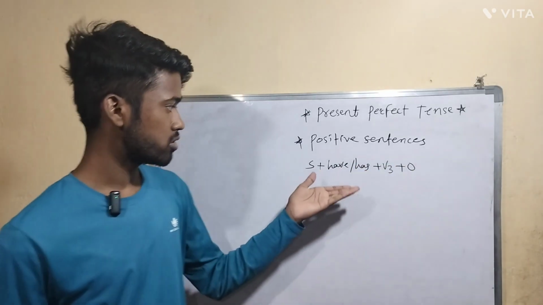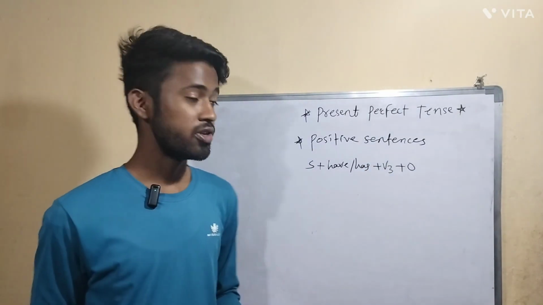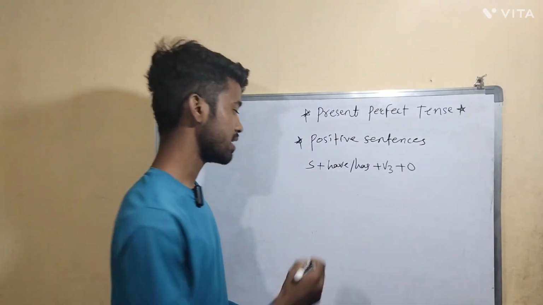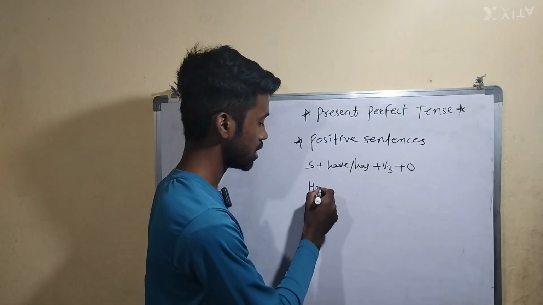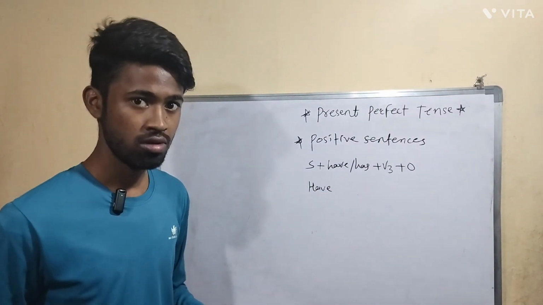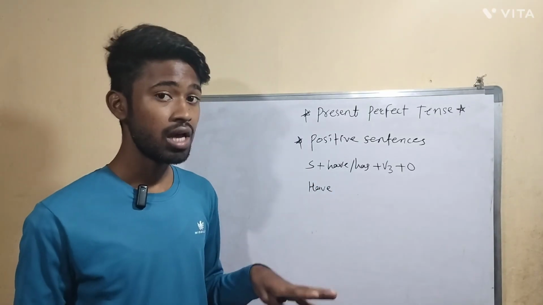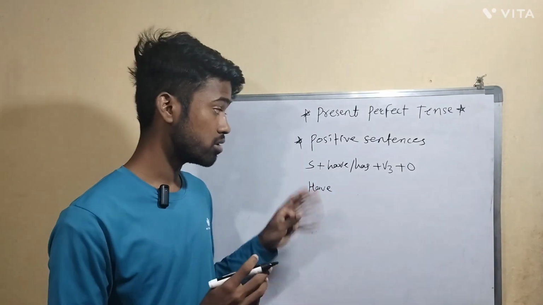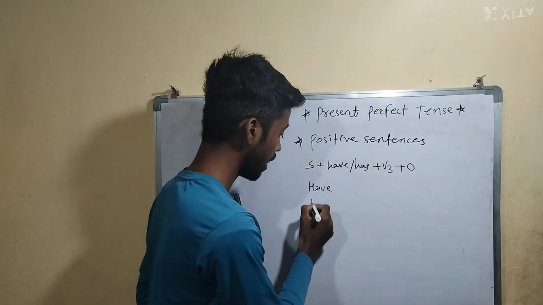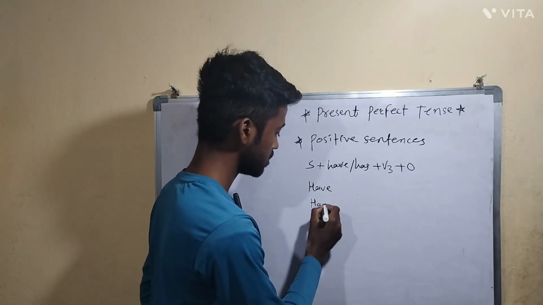So here you know the subject, you know the third form of verb, you know the object. You just don't know about have and has. As we discussed, these are the primary helping verbs and these are the forms of have. In the first video we have discussed all this. So have, has. Let's see what is the difference between have and has.